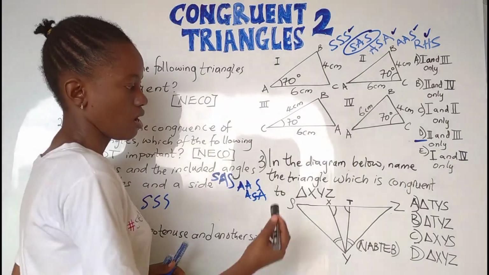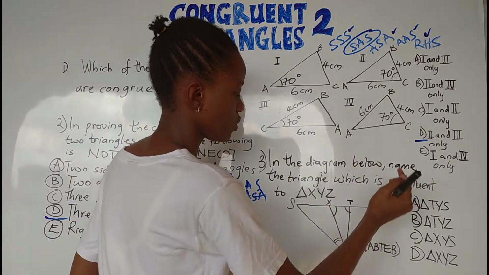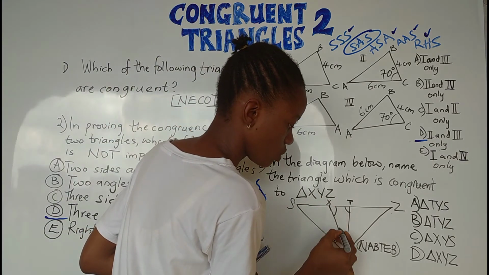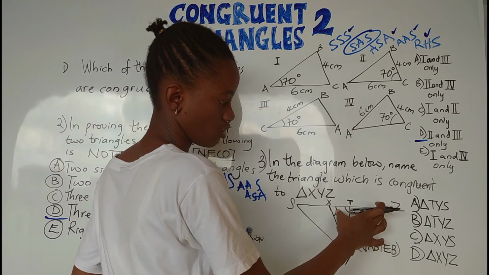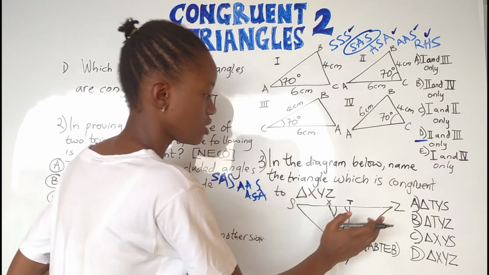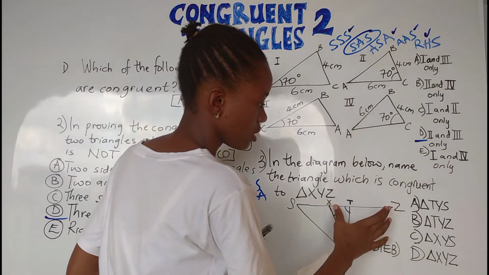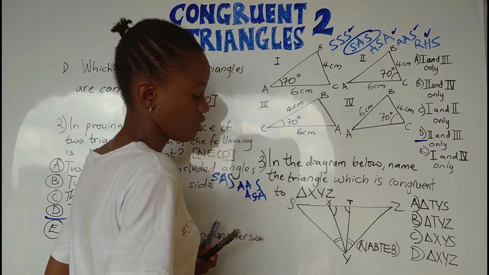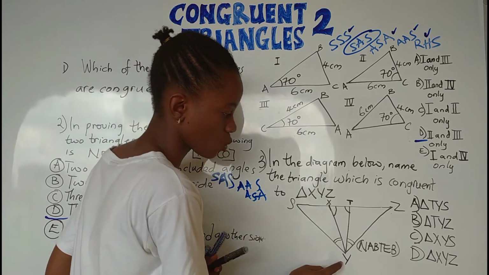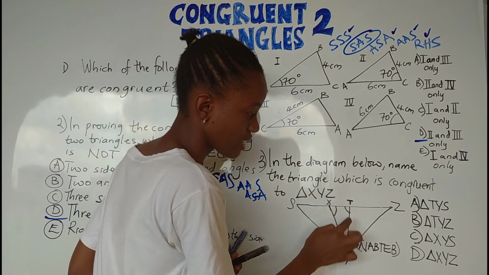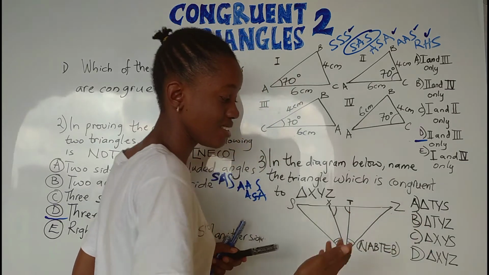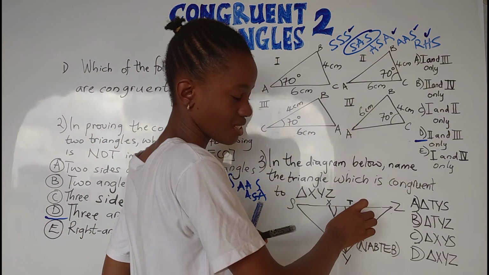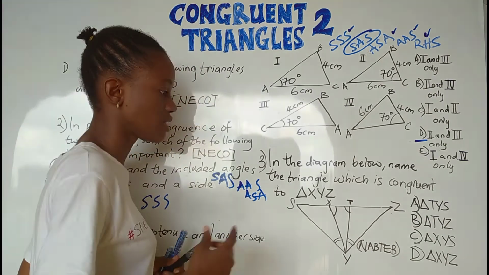The NABTEB question, which is in the diagram below, name the triangle which is congruent to triangle XYZ. So you can see this triangle, and they are asking us which triangle, still in the same diagram, is congruent to XYZ. You can see XYZ here. So we cannot say this triangle SYX or XYT or YTZ is equal to this because they are smaller. So let's use our eyes to measure which one will be the same size, because we are looking at congruent. They will have the same size and shape.